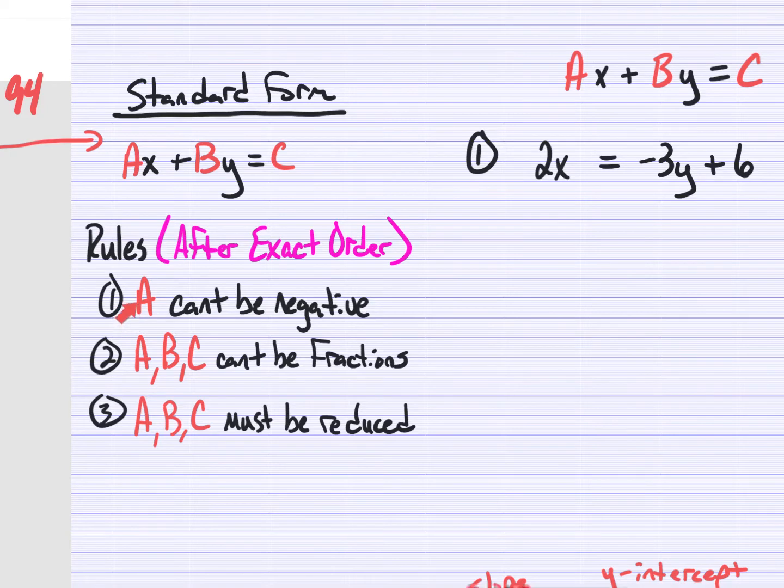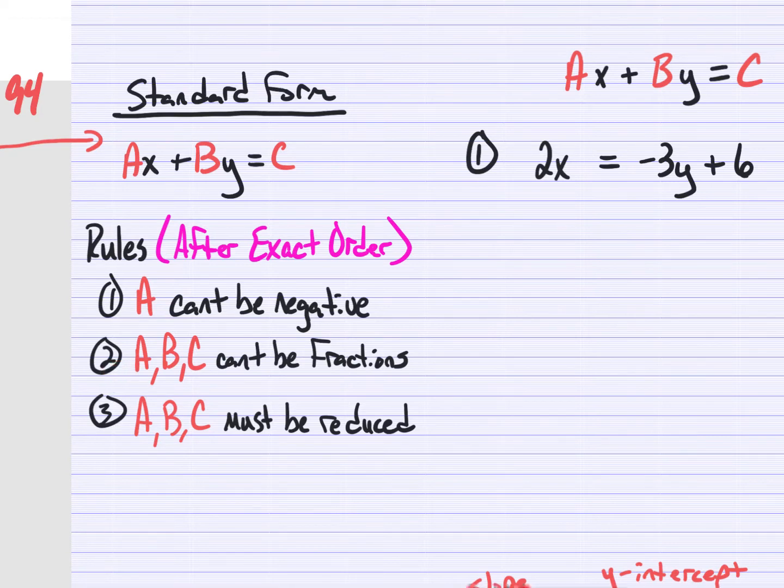The A, or the number in front of the X, can't be negative. If it is negative, we have to fix it, and I'll show you how to do that. The second rule: the A, the B, and the C can't have any fractions. So once it gets in the correct order, you have to look and say, I can't have any fractions. If it does, we have to fix it, and I'll show you how to do that in a second.